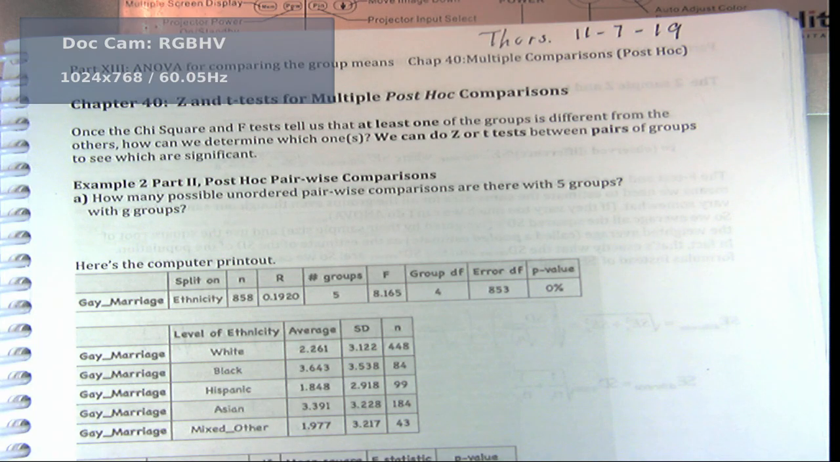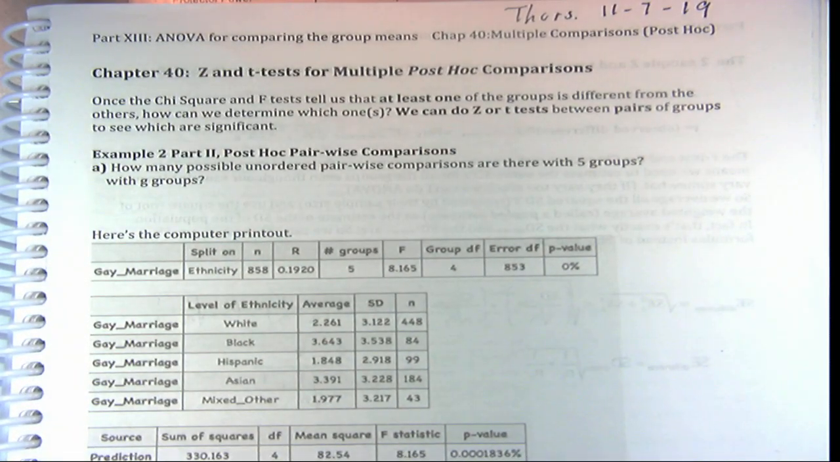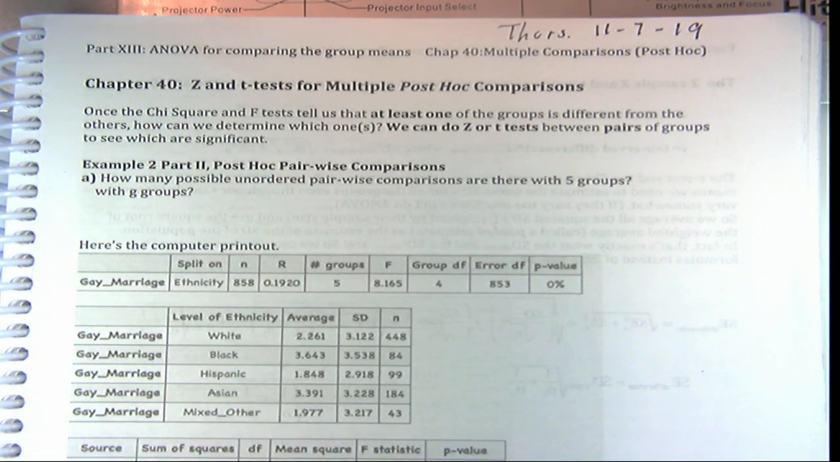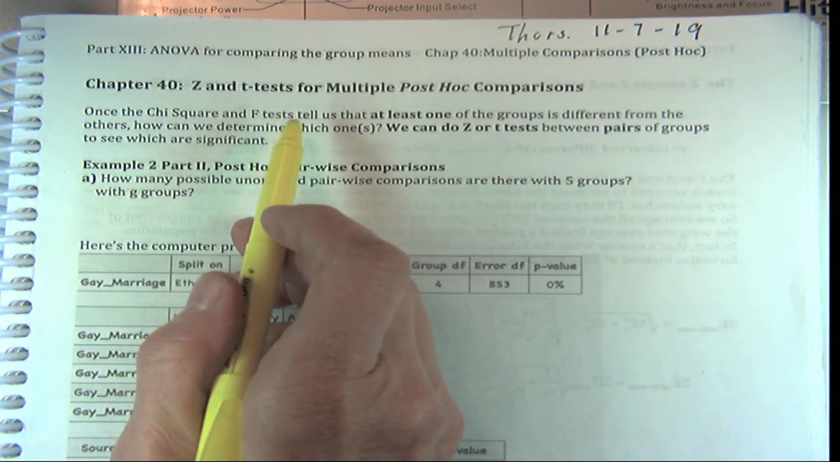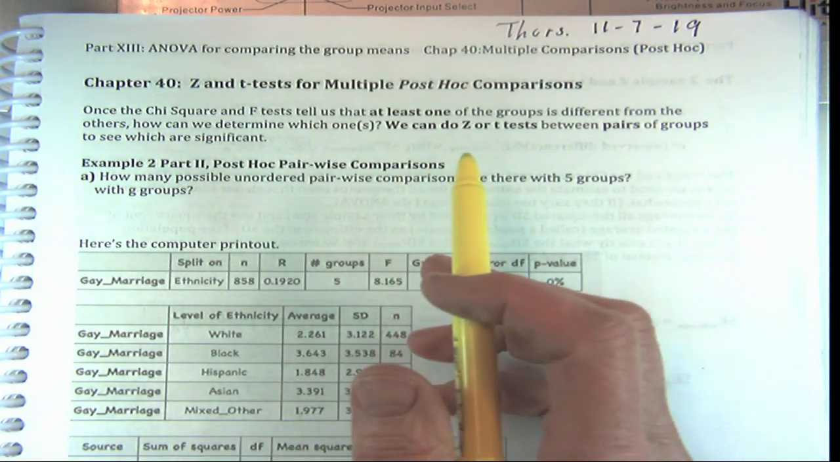And we're now going to cover chapters 40 and 41 today. So in chapter 40, what we're doing is we're going to look at Z and T tests for pairwise comparisons.